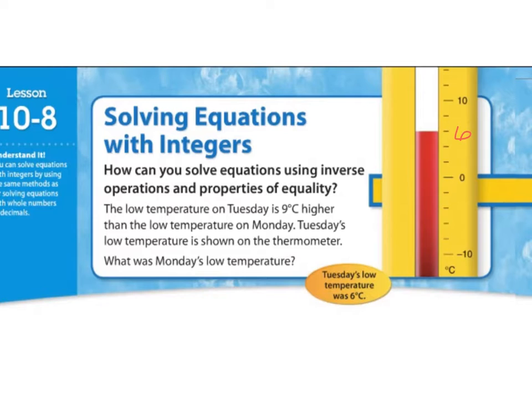All right, 6 degrees. What day was that on the thermometer? The low temperature on Tuesday. Tuesday's low temperature is shown on the thermometer. All right, so 6 degrees is Tuesday. Let's go back to the problem. Let's get more information.